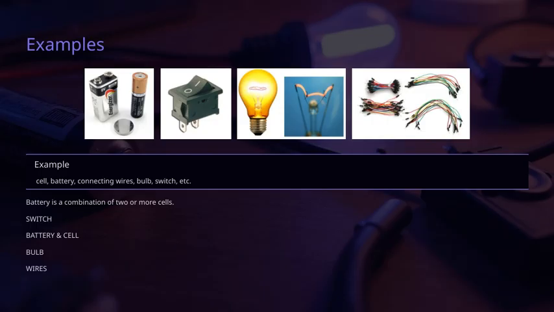The wires connect all these components, allowing current to flow from the battery to the bulb, lighting it up. Recognizing these examples helps us see how basic components work together to create a functioning electrical circuit, which is fundamental to understanding how electrical devices operate.